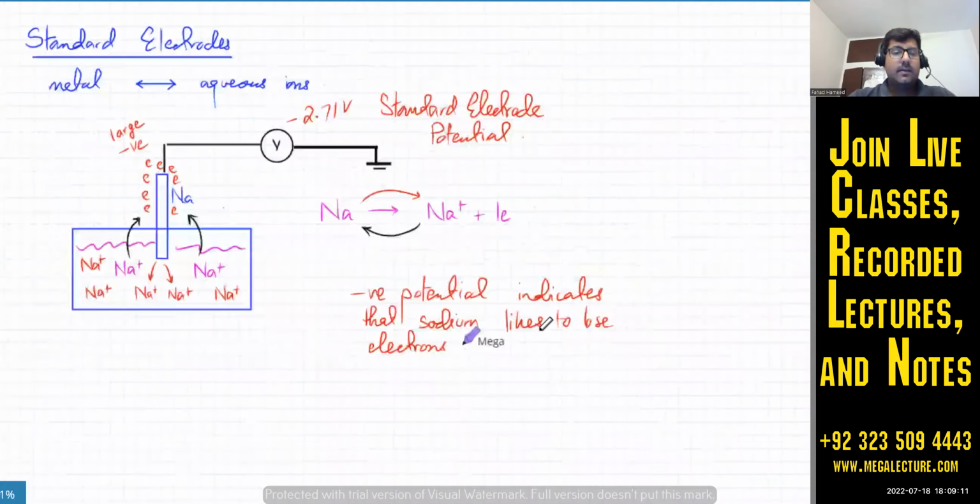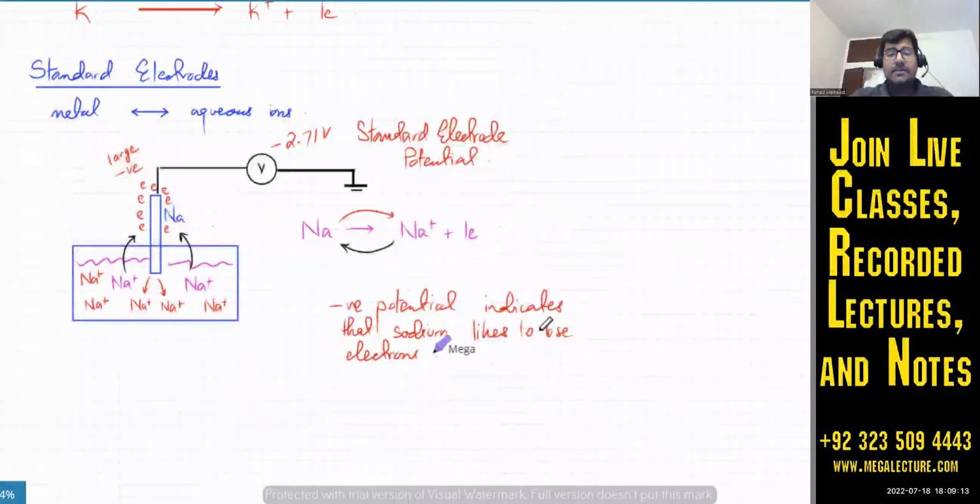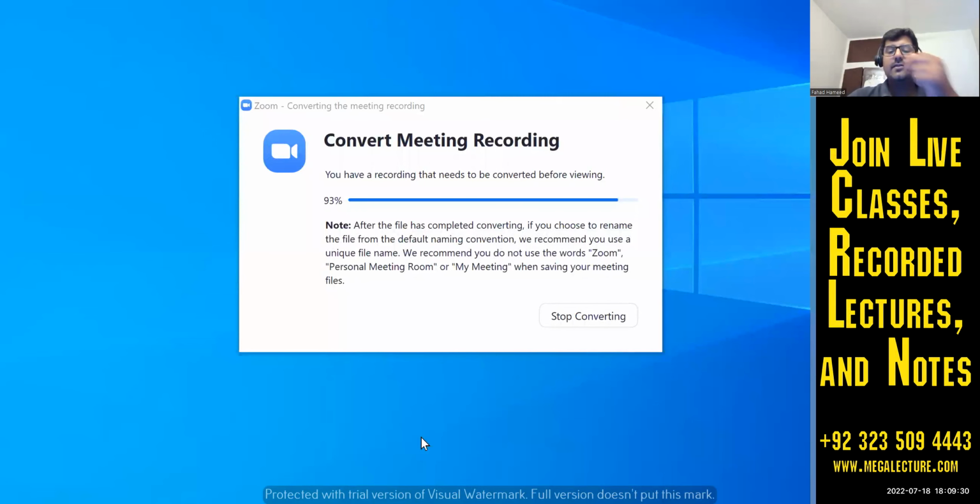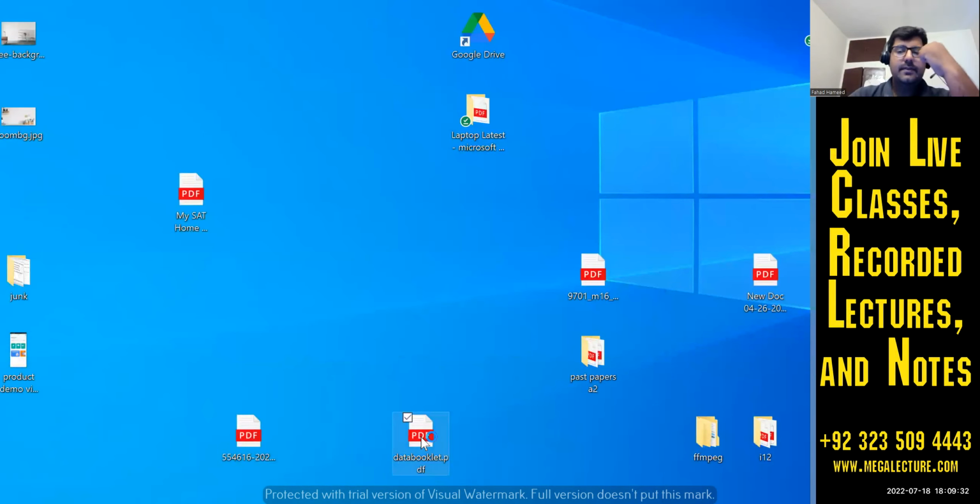And that's the key point. Remember, this is the key point. The whole chapter is this. Negative potential: remember this. A negative potential means the substance really likes to lose electrons. And in a similar way, if I open the data booklet, where's the data booklet? All these potentials are quoted in the data booklet for almost all metals. Let me just open this.